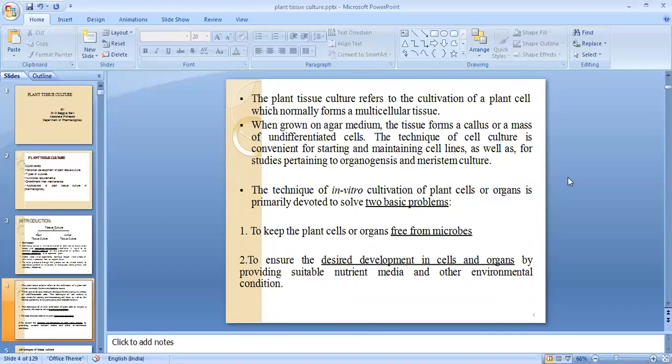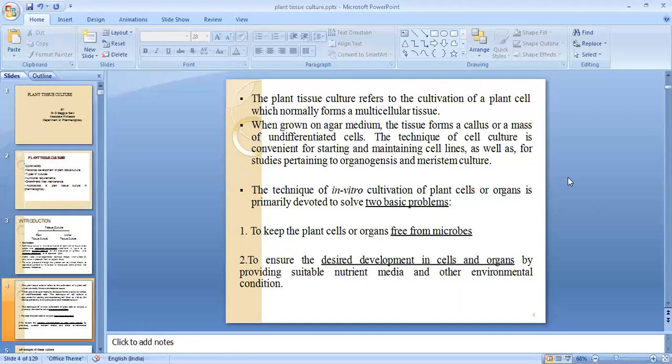Okay, and this particular tissue is grown on the agar medium. It produces a mass of undifferentiated cells. That is called your callus. And this callus culture is convenient for starting and maintaining the cell lines, and also to study various things, and also to bring about organogenesis and meristem cultures, and to have detailed experimental studies on these kinds of techniques.